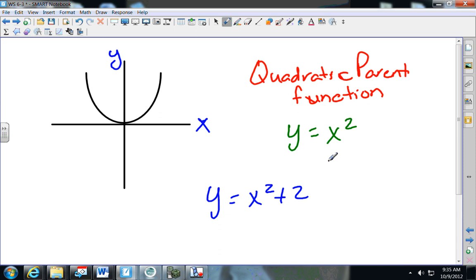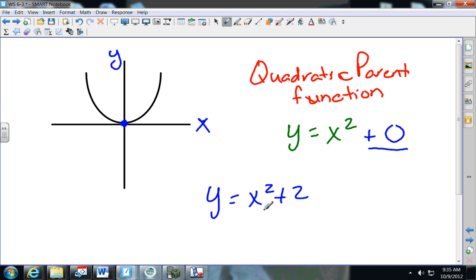Right now in the quadratic parent function, what's being added back here at the end? No, I'm saying in the quadratic parent function. Some people are saying plus 2, but what? In this one, it says y equals x squared, and if there's not a number listed, what number is that? It is 0. That's because this vertex right here is sitting on 0.